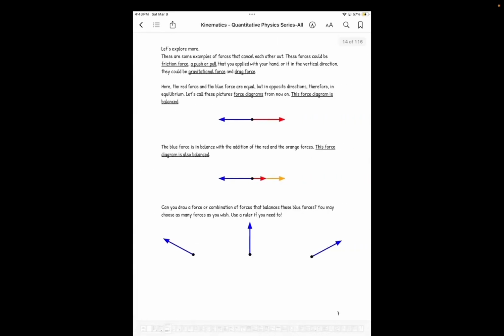All right. So let's explore a little bit more. These are some examples of forces that are canceling each other out, right? You see the blue force is equal to the red force, right? Yeah. And that is canceling each other out. What can you say about the second scenario where you have a blue force to the left and you have a red force and an orange force to the right? Are they canceling each other out?